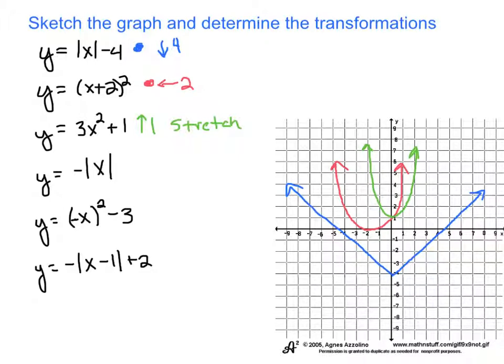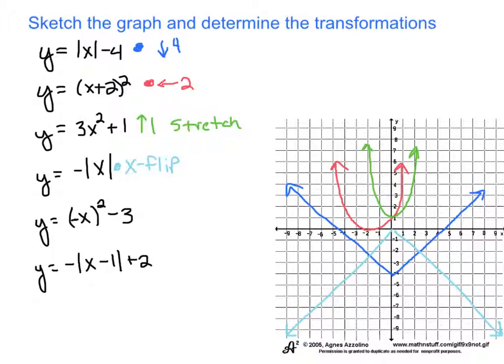Y equals negative absolute value of x. We don't have any stretches, we don't have any shrinks, we don't have any shifts. But what we do have is an x-axis flip, because we're multiplying by negative on the outside. Remember, the absolute value graph looks like a V. When we flip it on the x-axis, it's going to look like this. I'm running out of colors here.